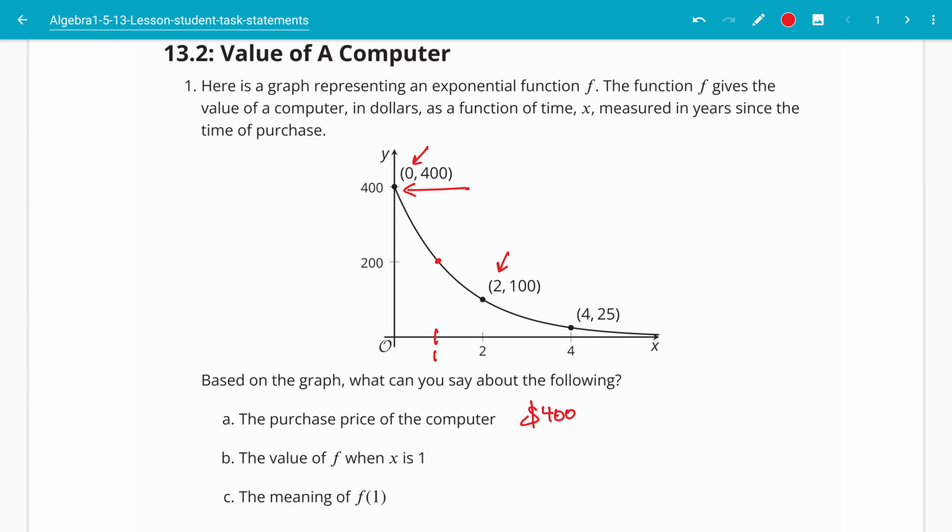So the value of f when x is 1 is going to be f of 1, and that's equal to, well, it appears to be 200, and it's probably 200.